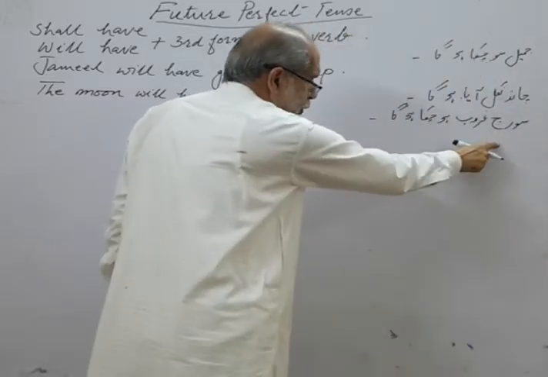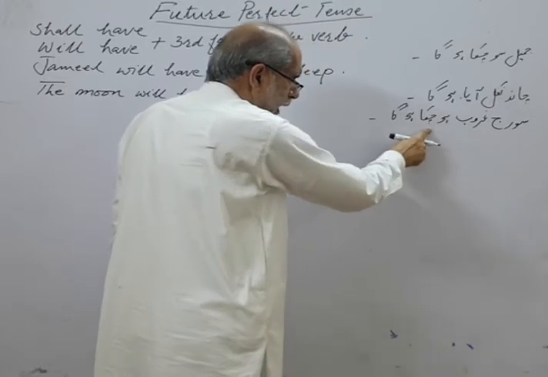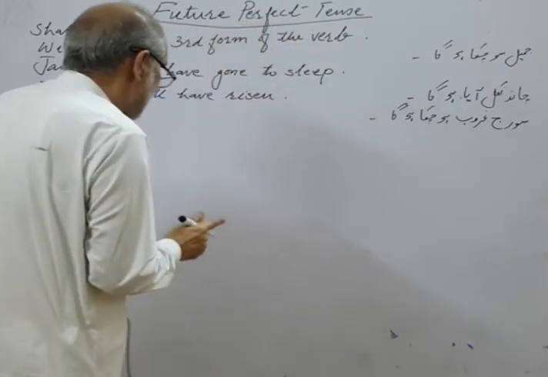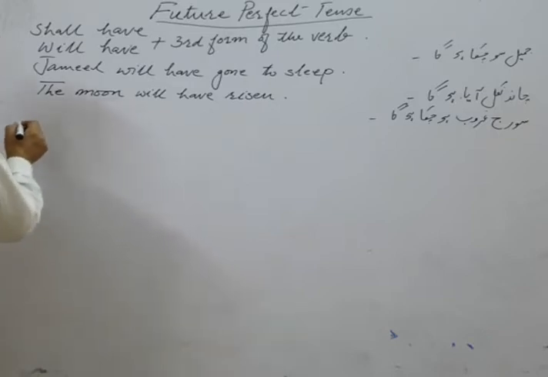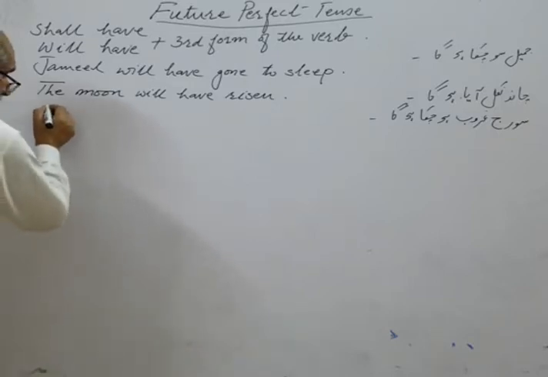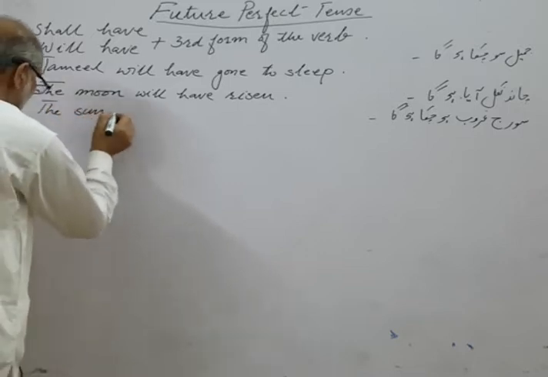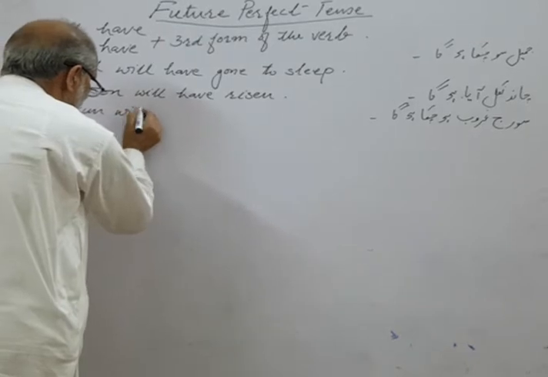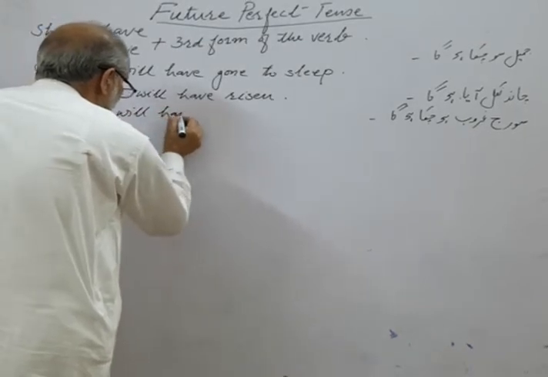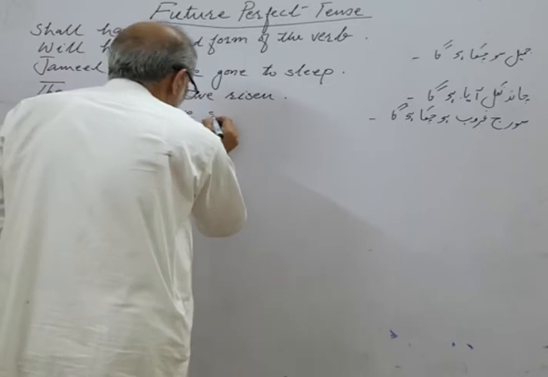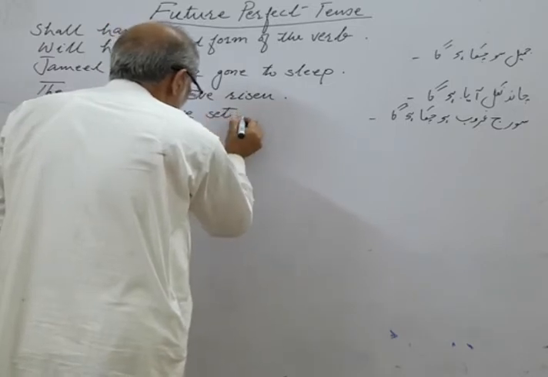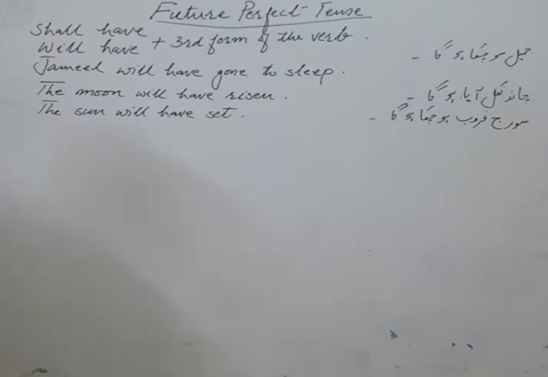Next is Suraj Ghuroob Ho Chuka Hoga. Phir heavenly body hai, sun nahi aayega, the sun. The sun will have set. Set ki teeno form set hi hai bete. Set, set, set. Sitter nahi hai.